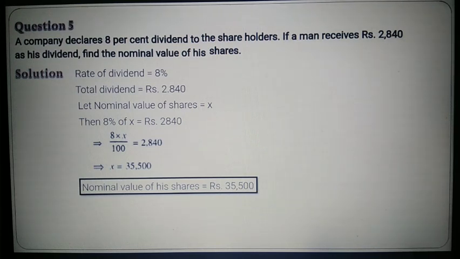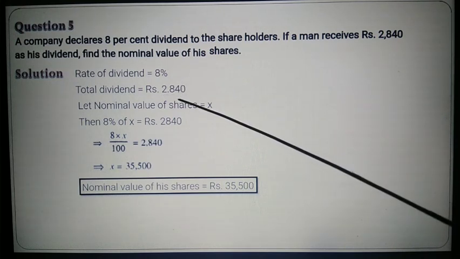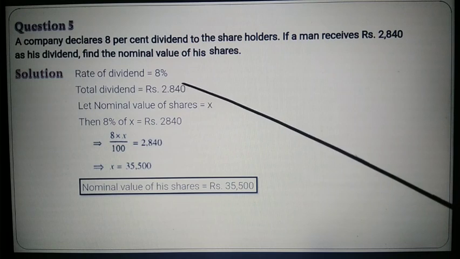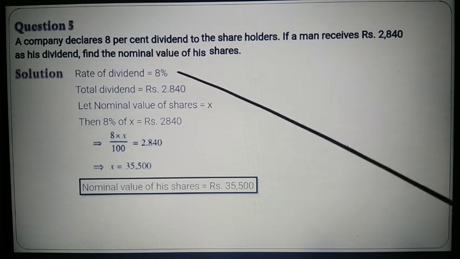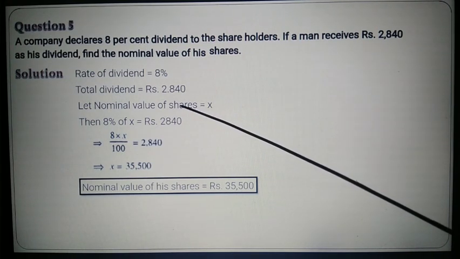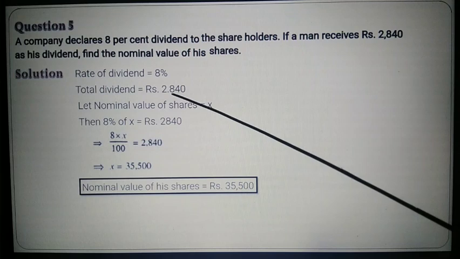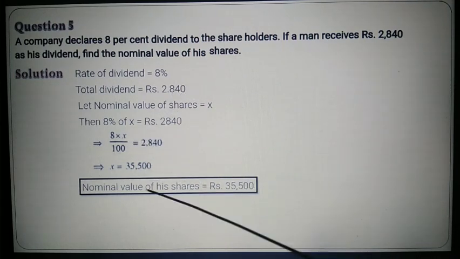Let me repeat once again. Rate of dividend is given, total dividend is given. They're asking the nominal value, and we know that dividend is calculated on nominal value. So 8% of nominal value gives me the total dividend, which is nothing but 2,840. So solve it and find the value of x, which is nothing but my nominal value. Okay, so pause the video to note down.